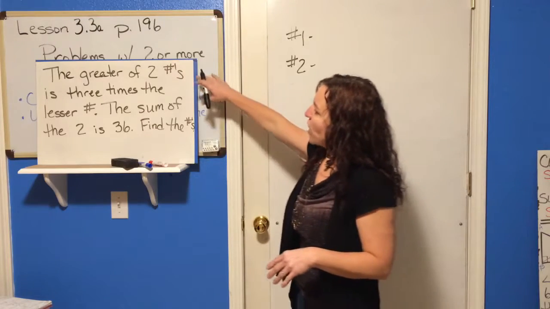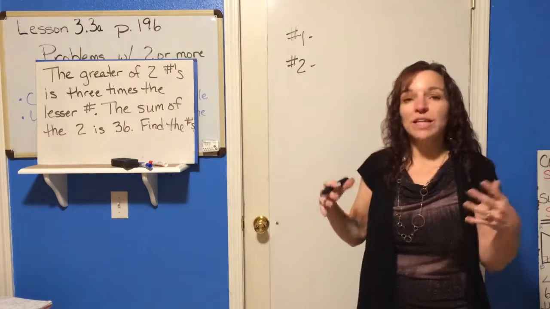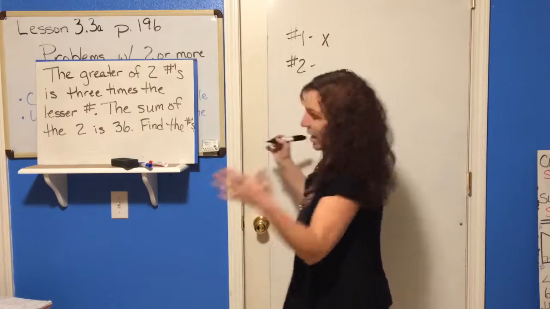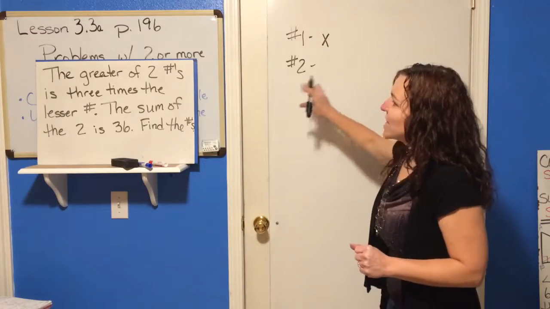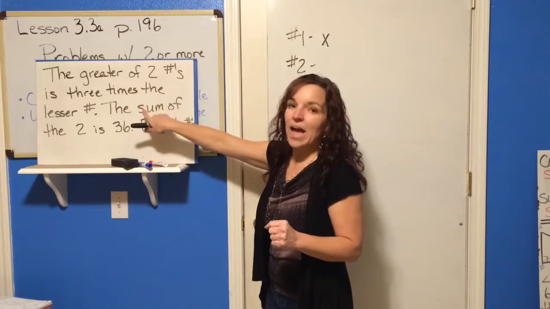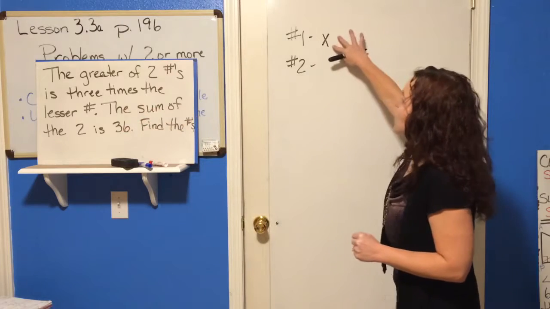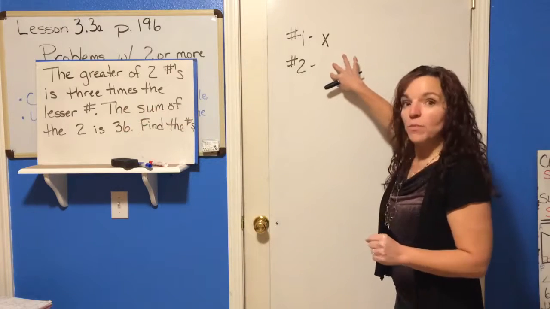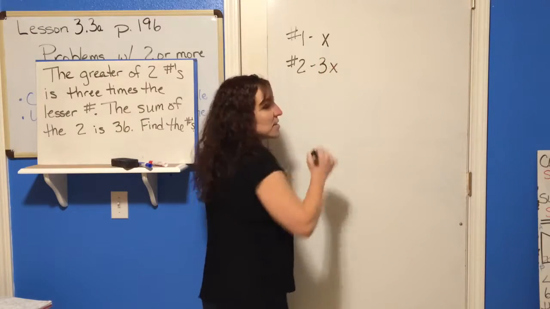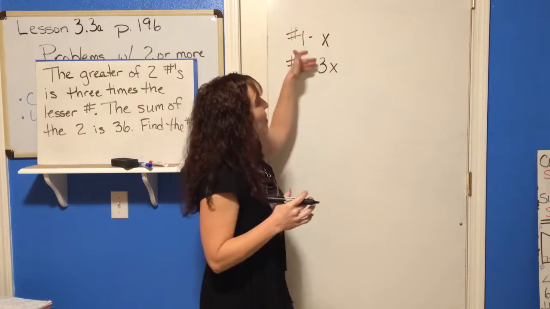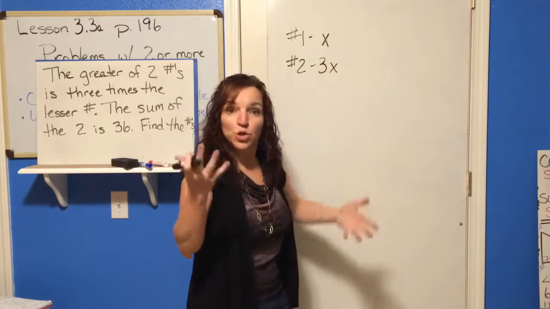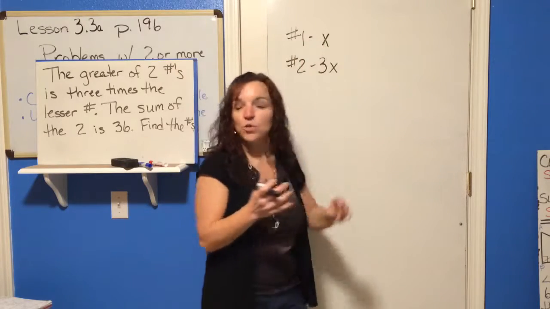So the greater of two numbers is 3 times the lesser number. So let's just choose one of those to be x. So the first number is just going to be x. Then the second number is going to be the greater one. The greater of the two numbers is 3 times the lesser number. So if the lesser number is x, the greater number is going to be 3 times that. So 3 times the x is just 3x. So now you've got two unknowns, but they're stated with just one variable. So you've got x and 3x. Those are the variables that represent your two different numbers.